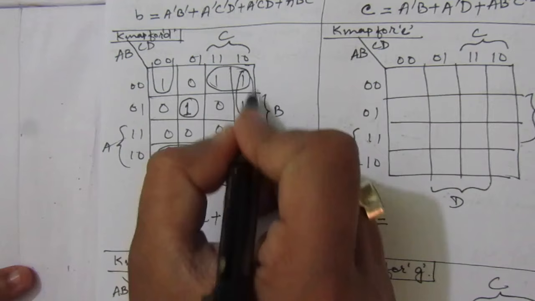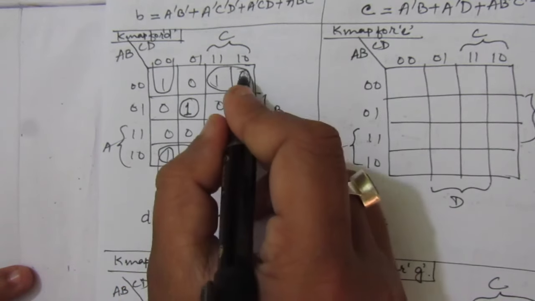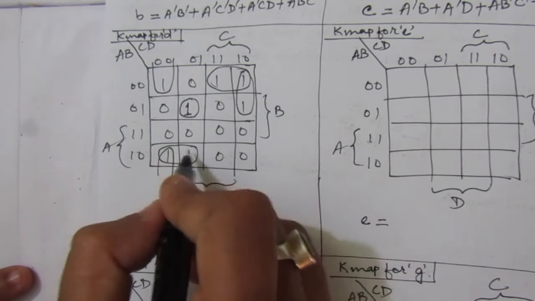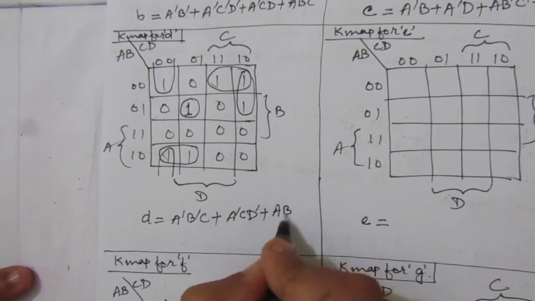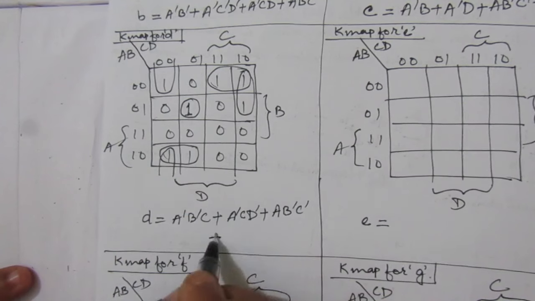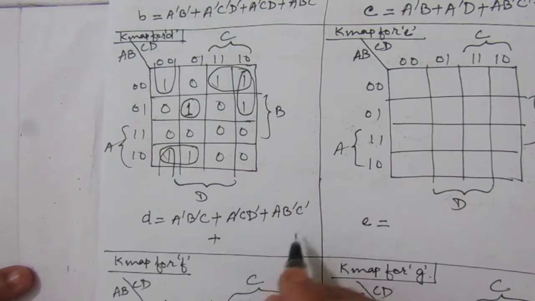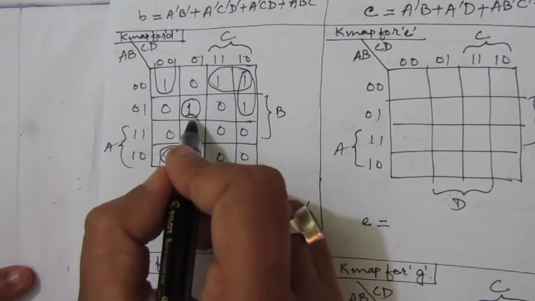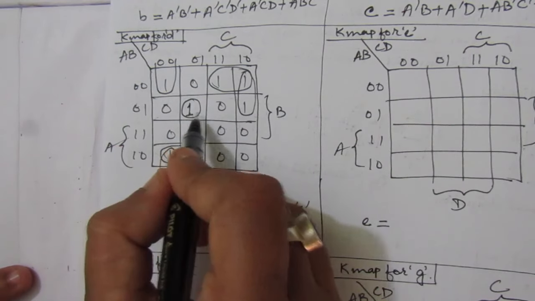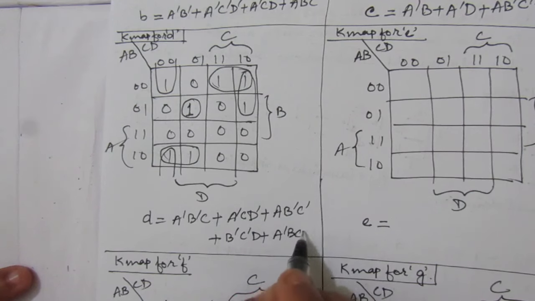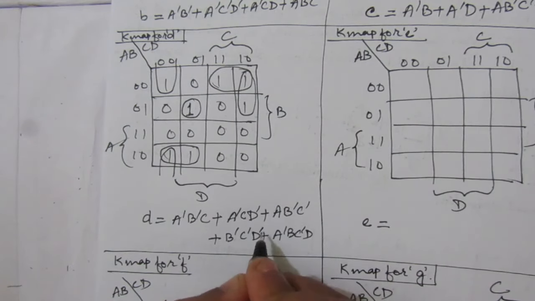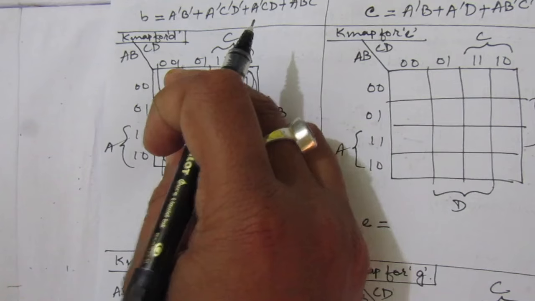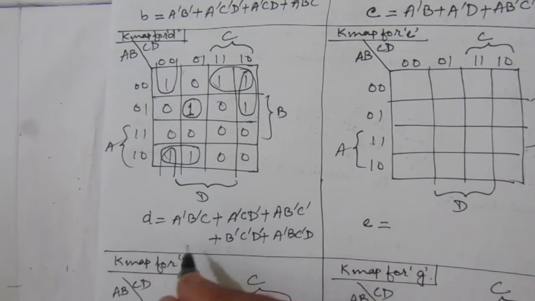Plus for this term what we'll get? A bar and C D bar, plus from this term we'll get A B bar and C bar, plus for this term we'll get B bar and C bar D bar, plus from this term we'll get B bar C bar D bar, sorry, I have written a mistake here. For this term, we have seen that this is B bar from this side, these two rows, and C bar D bar. We have obtained the Boolean expression for small d.